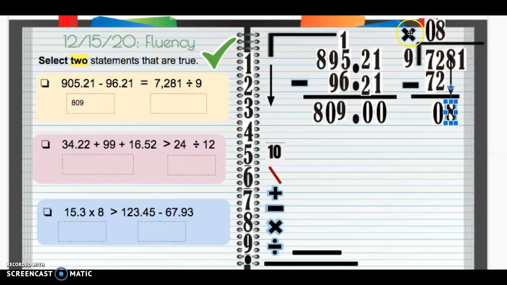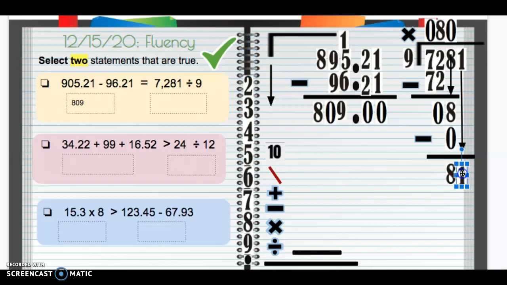And ask myself, how many times can 9 go into 8? Well, 9 times 1 is 9. That's too big. So I have to use 0. So I put a 0 up. And then I had to place a 0 below because 0 times 9 is 0. So I put that below. And then I subtract, 8 minus 0 is 8. I bring down the 1.